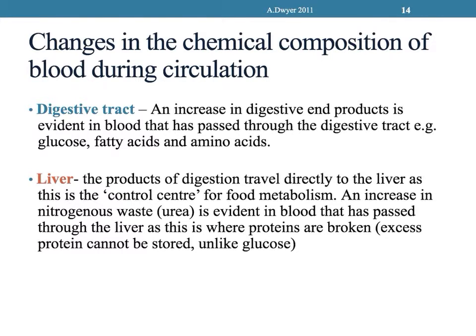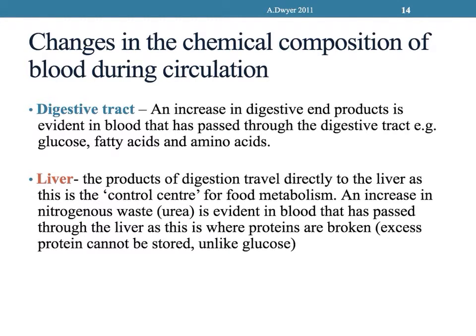In the digestive tract, you're going to have the breakdown of food producing the small molecules that need to be transported in the blood. So the blood that's lying next to the digestive tract to collect those end products is going to become high in things like glucose, fatty acids, and amino acids, because they're the end products of digestion. They then get carried to the other cells in the body where they get used up. So that chemical composition there is obviously high in glucose, fatty acids, and amino acids as it leaves the digestive tract.